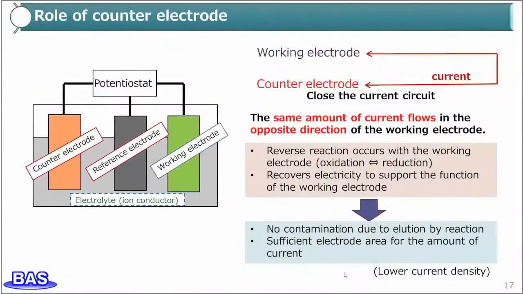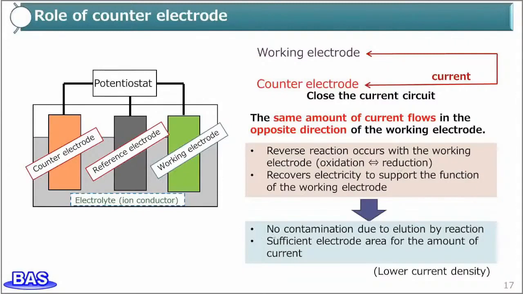Here is a brief explanation of the role of the counter electrode. The counter electrode is an electrode where the current flows in the opposite direction to the working electrode, and the role is to close the current circuit. At this electrode, the opposite reaction to that of the working electrode takes place, and if an oxidation reaction occurs at the working electrode, a reduction reaction occurs at the counter electrode.